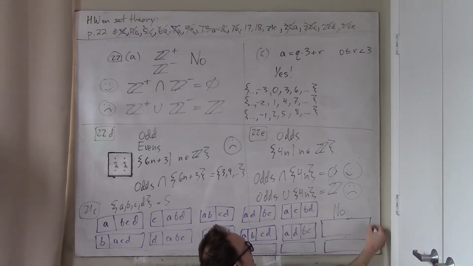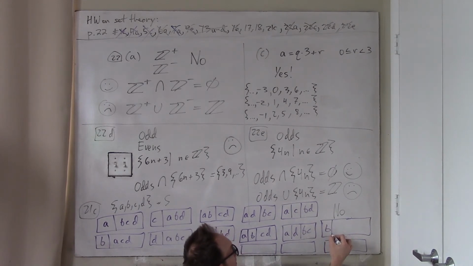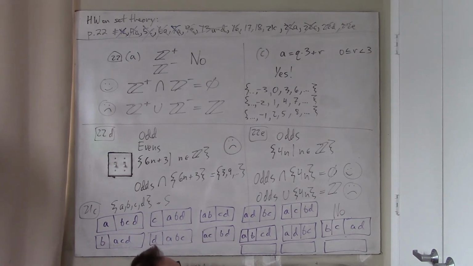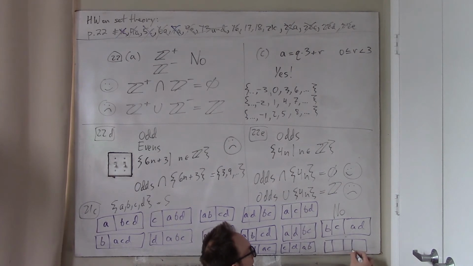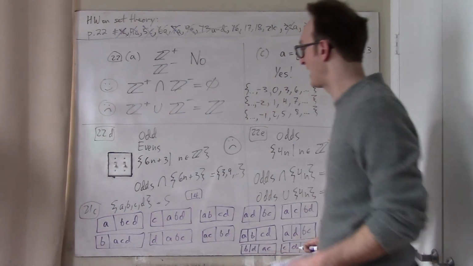And then, what are they? B, C, A, D, B, D, A, C, and finally C, D, A, B. And then there's the one in which they're all alone. So A, B, C, D. Alright, so I think 1, 2, 3, 4, 5, 6, 7, 8, 9, 10, 11, 12, 13, 14. I believe the answer is that there are 14 partitions of this set A, B, C, D.